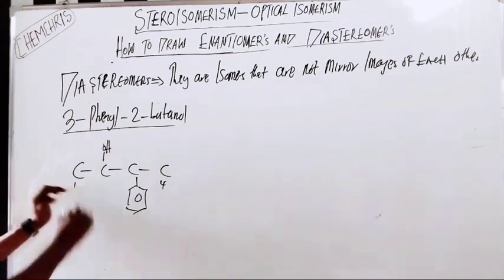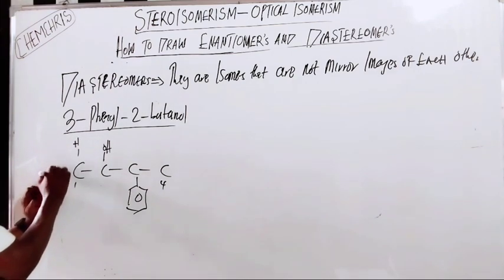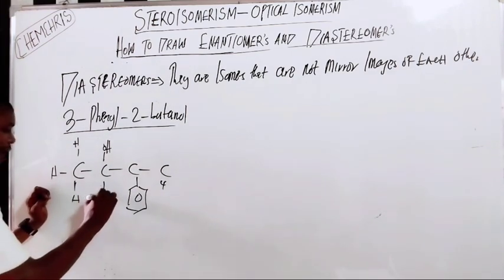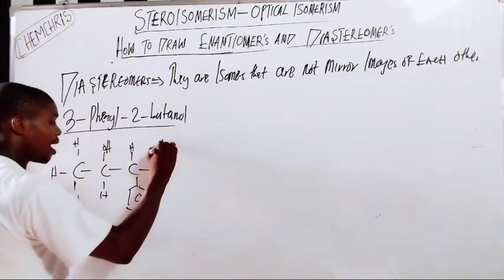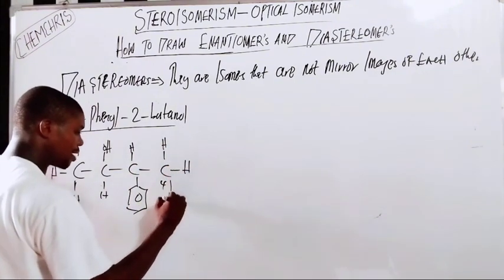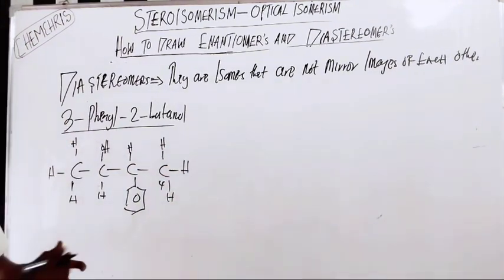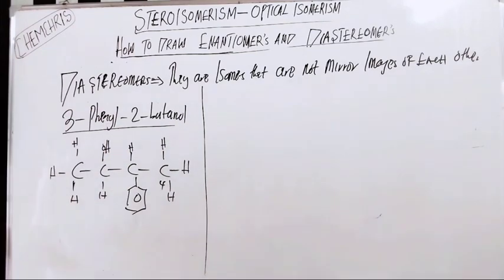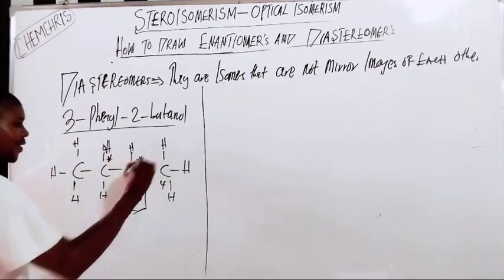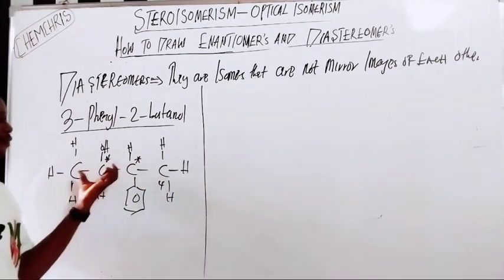So next are the hydrogens. Here we have hydrogen, hydrogen, hydrogen, and hydrogen. Do you see that? Here we have a chiral center, here and here. Can you see that? So here we have 2 chiral centers.